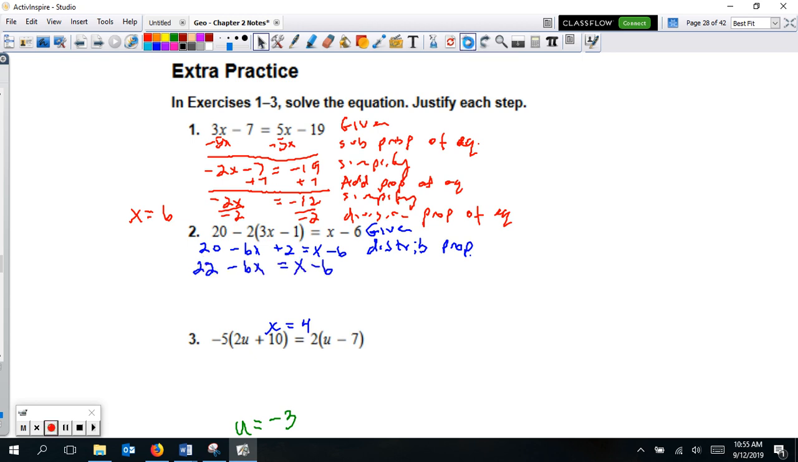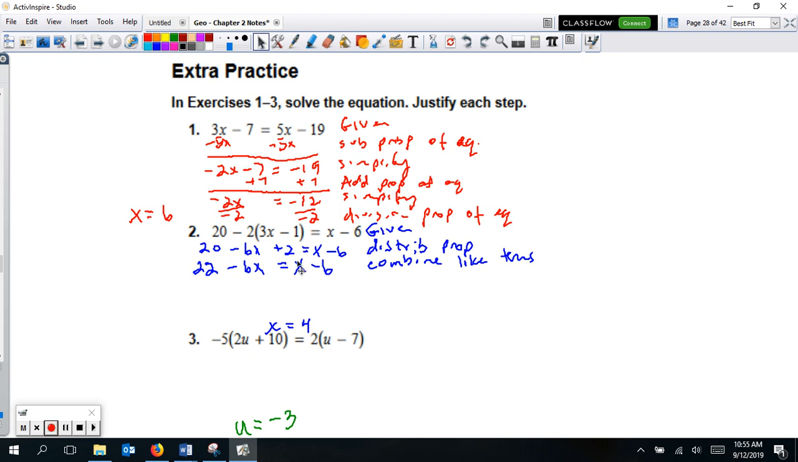And then we want to combine like terms here with the 20 and the 2. So when I combine that, that's going to give me 22 minus 6x equals the x minus 6 on the other side. And you could either say simplify or combine like terms. I put combine like terms this time just to show you can say that too if you're going to combine like terms on the same side there.